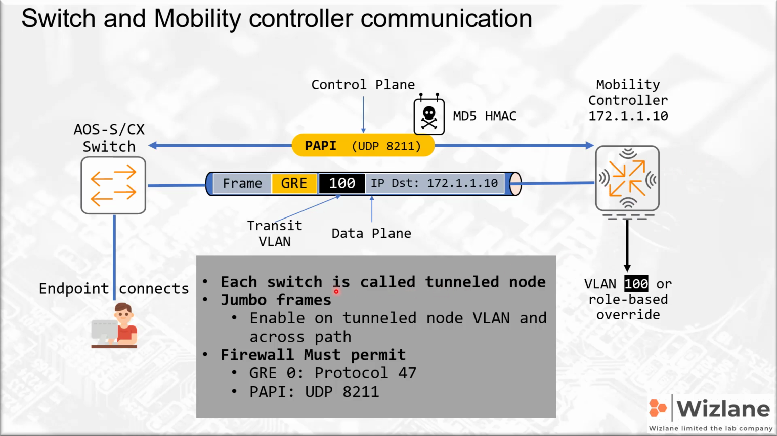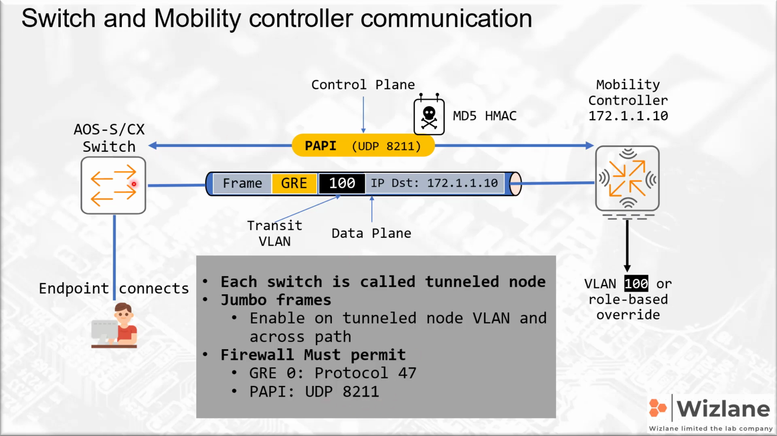So each switch, we call it a tunnel node. One of the requirements is to enable jumbo frames between the switch and the gateway or the mobility controller. Plus, if there is any firewall, then you have to enable GRE, and that's protocol 47, for the GRE traffic to be formed. Again, we are not showing you details of the GRE header and trailer. You can look at that in your own time. As well as for the PAPI, again, we need to enable PAPI UDP 8211.